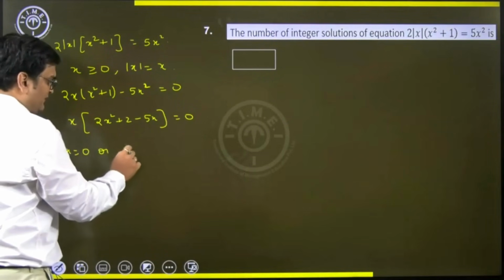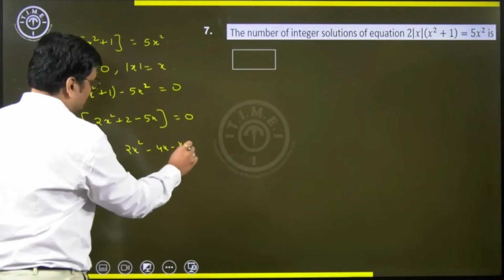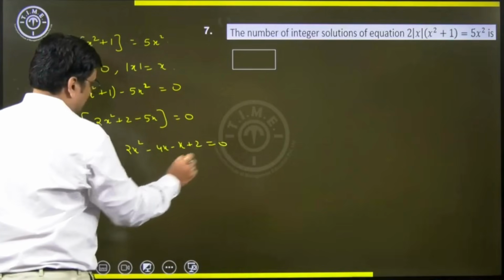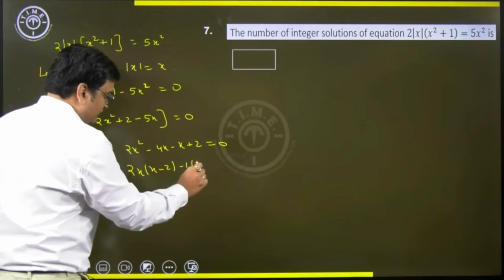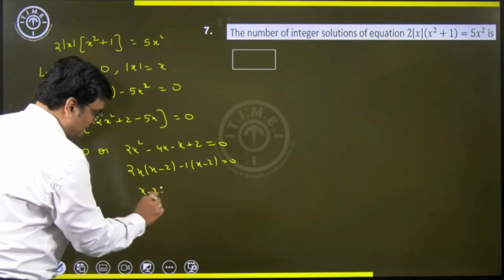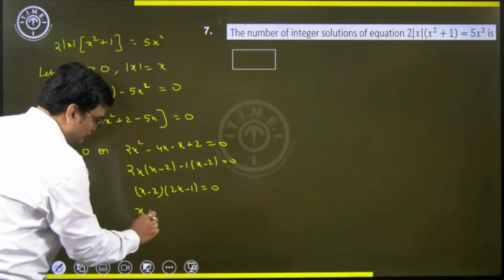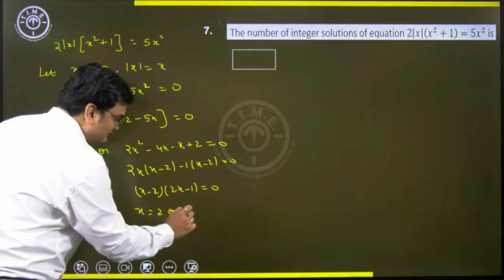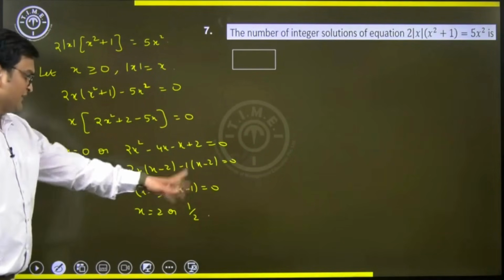What will this expression be if you factorize it? Minus 4x minus x plus 2. So, 2x(x − 2) − 1(x − 2), so (2x − 1)(x − 2). So, x can be 2 or x can be 1 by 2. So, x can be 0 also, x can be 2 also, x can be 1 by 2 also.